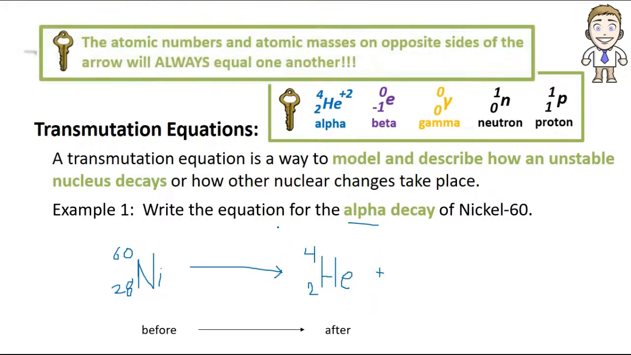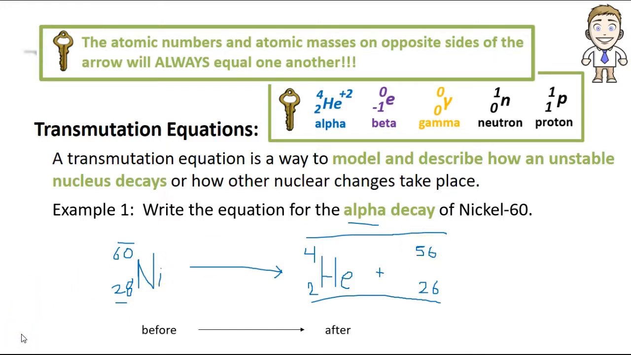Remember from the last video that the atomic numbers and masses are always equal. So if we started with an atomic number of 28, I have to have at the end an atomic number of 28, which means this new nucleus only has 26. 26 plus 2 is the 28 you started with. The masses work the same way. We started with a mass of 60, so I need to end with a mass of 60. The alpha particle took 4 AMUs of that mass, leaving behind 56.